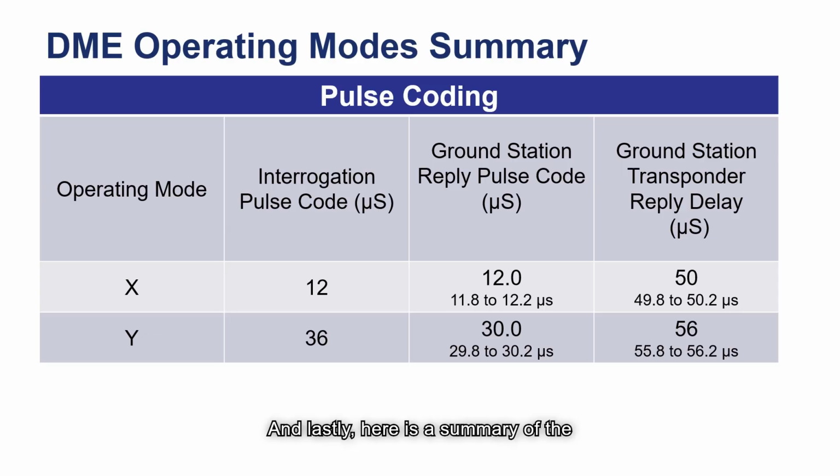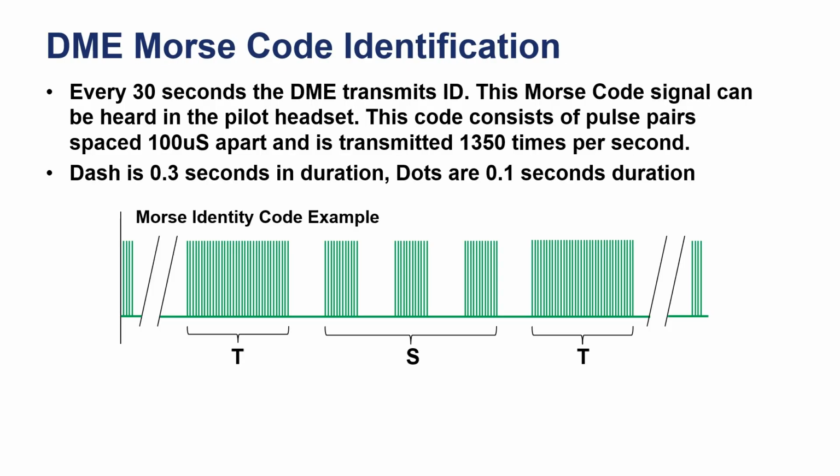And lastly, here is a summary of the pulse coding for X and Y modes. Each ident group contains two pulse pairs, spaced 100 microseconds apart. The repetition rate of these ident groups is 1,350 pulse groups per second, which at intervals replace the normal squitter and reply pulse pairs generated by the transponder.